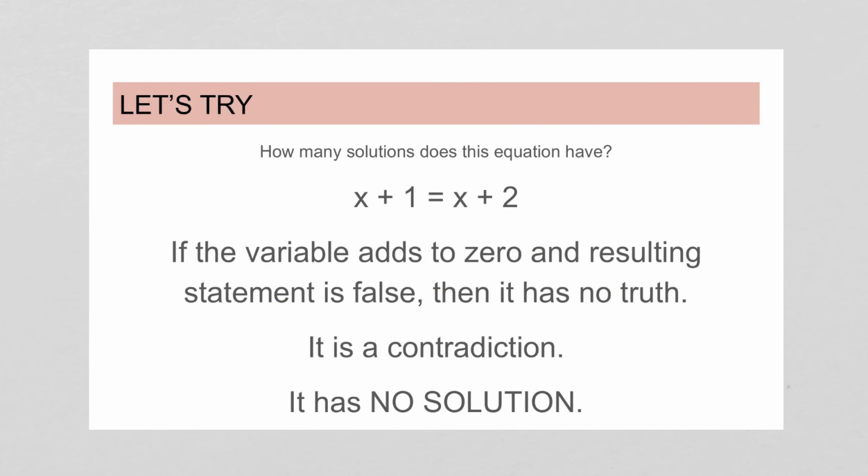How many solutions does this have? Well, if the variable adds to 0, like we did before, so it goes away, and the resulting statement is false, then it has no truth. It's a contradiction. It has no solution. So no truth means no solution.